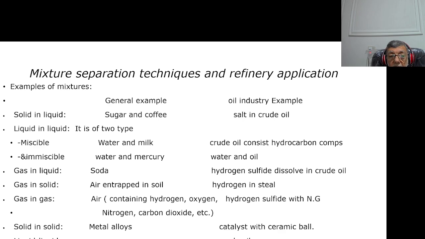The other mixture, gas and liquid, like soda or hydrogen sulfide dissolved in liquid oil. This is gas and solid in liquid. So gas and solid, like air entrapped in soil.